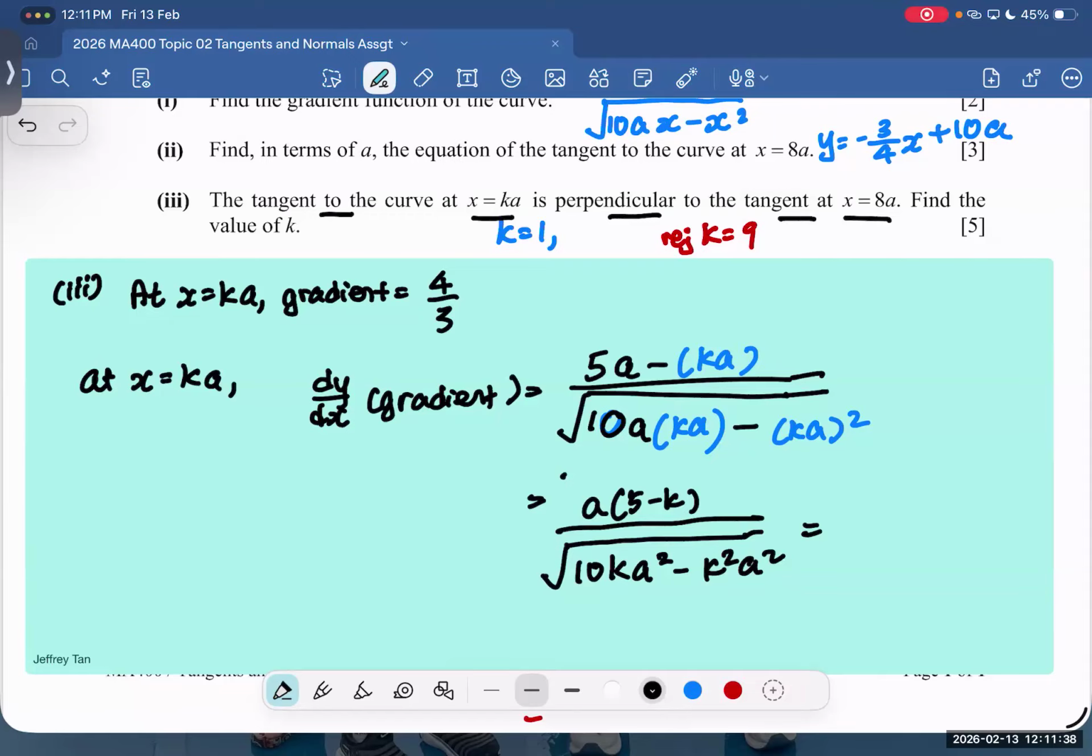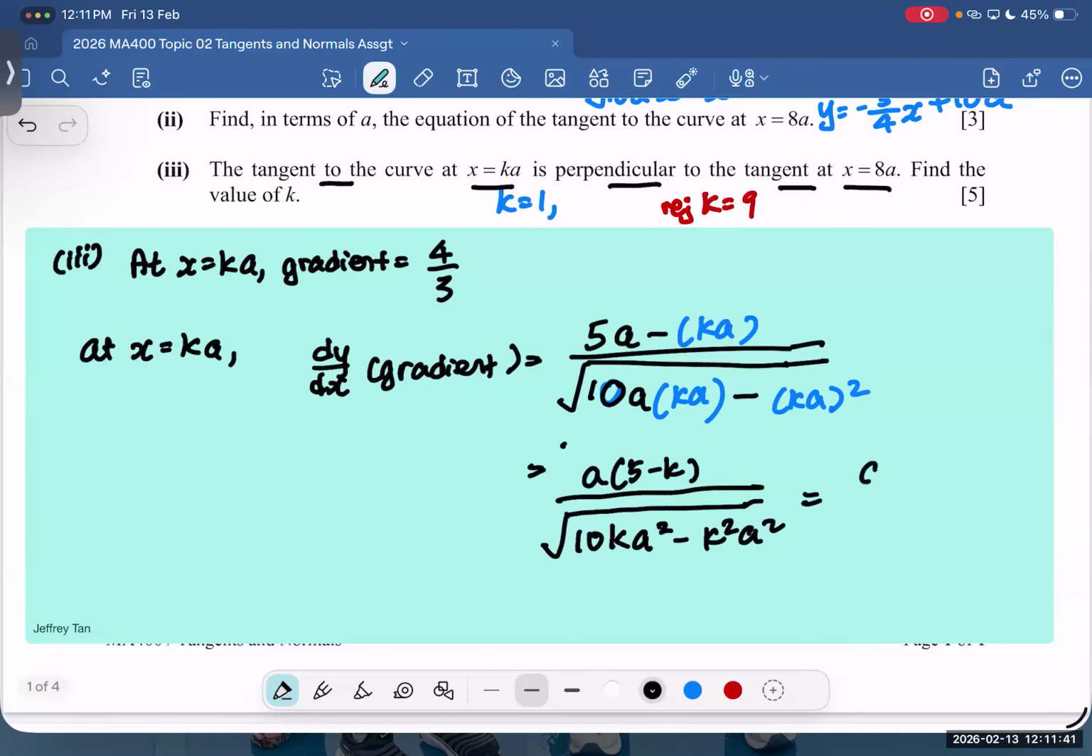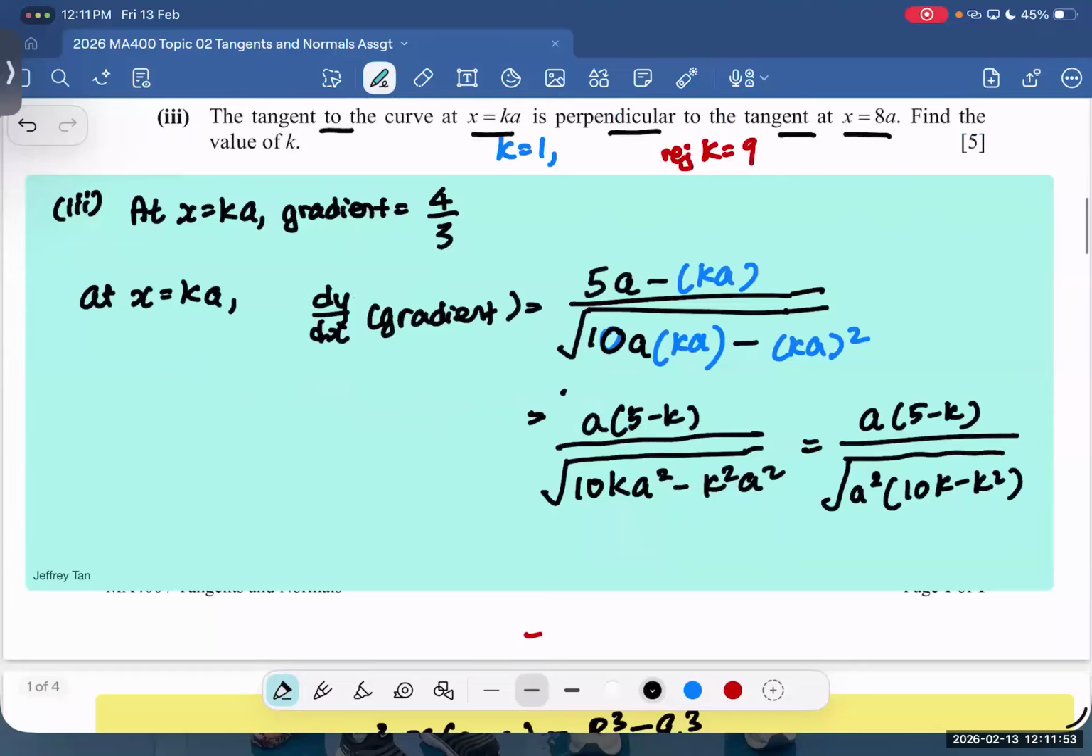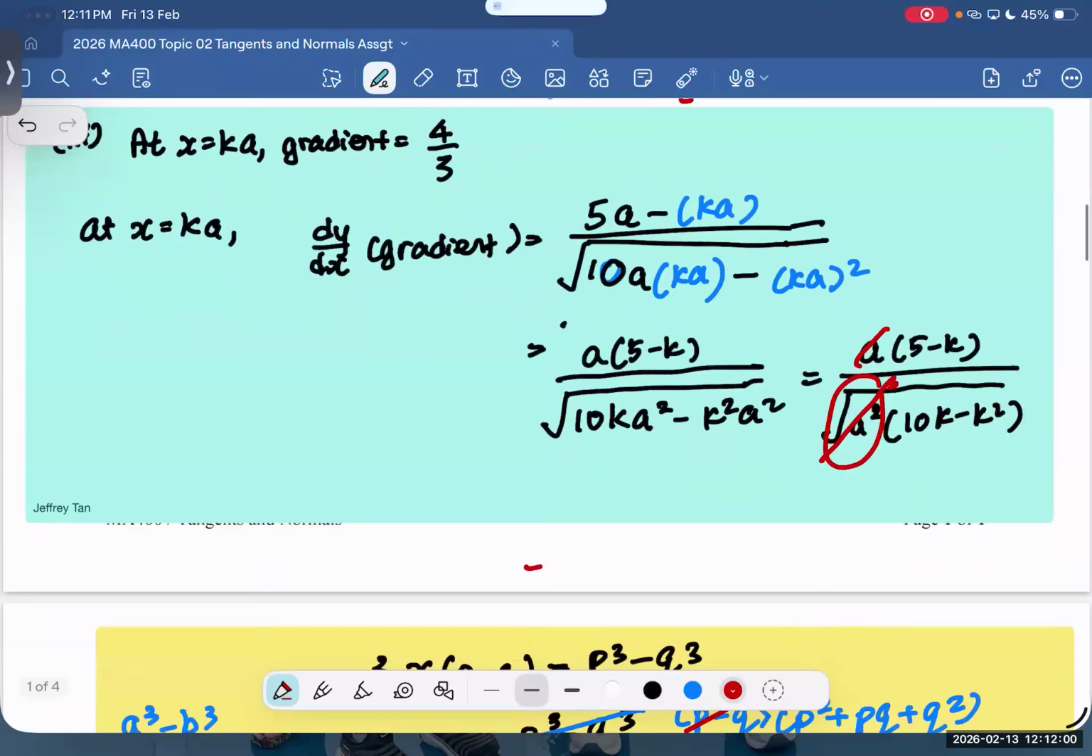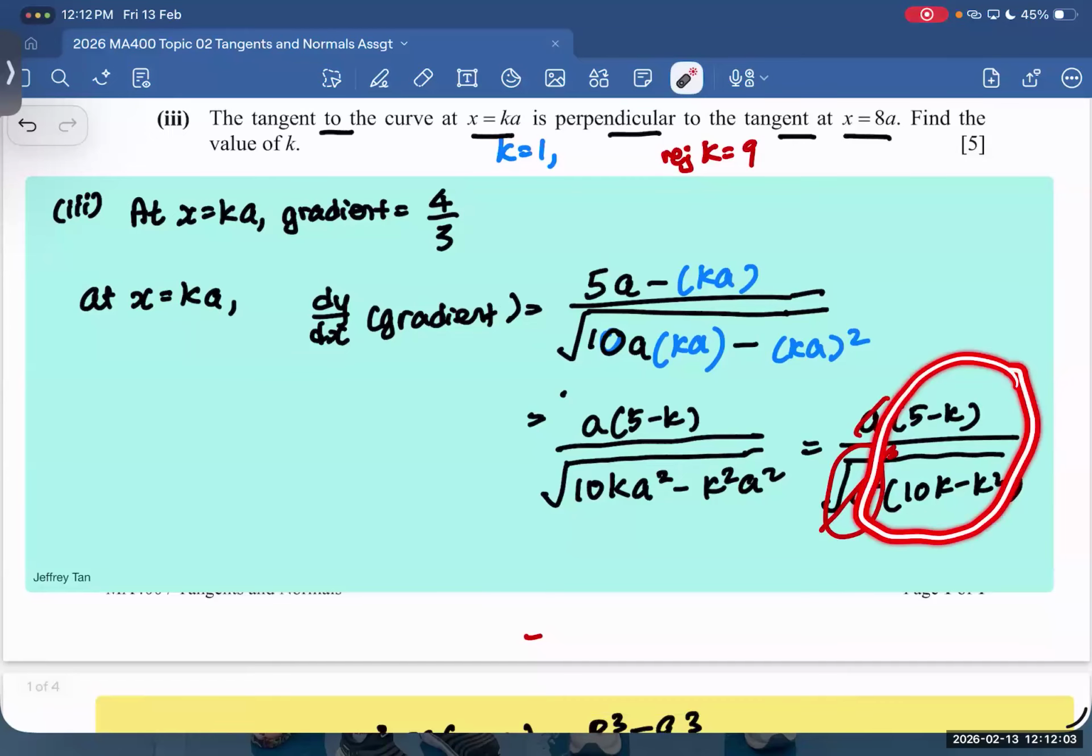So here, if you see the denominator, right? I'm telling you, actually a squared can be factorized out. 10k minus k squared. Okay. So what is the square root of a squared? It just cancels. So can anyone tell me what do I equate this to? Very good. I equate this to 4/3. You solve this, you will get your answer.